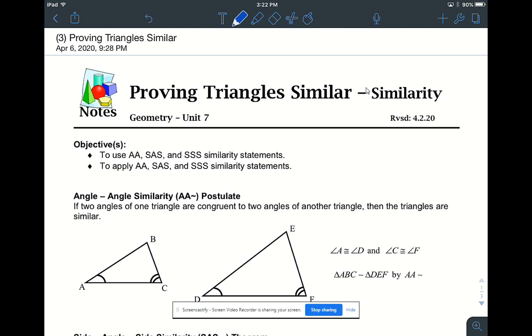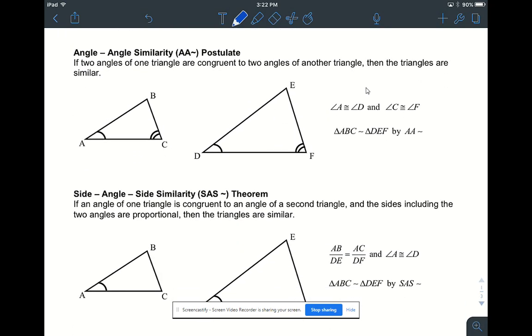All right, we're back again, proving triangles similar this time. So we're only looking at triangles, and we have three different postulates slash theorems, kind of like whenever we proved triangles congruent, we had side angle side, and angle side angle, and all that kind of stuff. We have three different ones for proving triangles similar. So the first one is going to be angle-angle similarity, as you can see here. That will be your AA similarity.